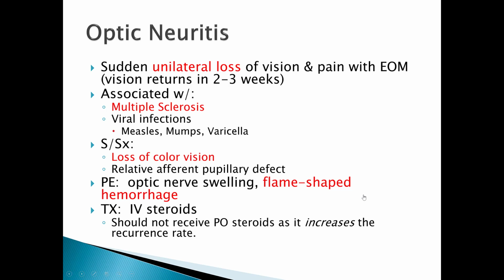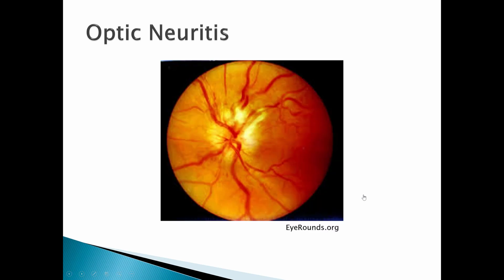So treatment is IV steroids. You should not receive PO steroids because it can actually increase the reoccurrence rate. So here is the optic neuritis, and you can see the flame shapes coming out from around the area. So that's optic neuritis.